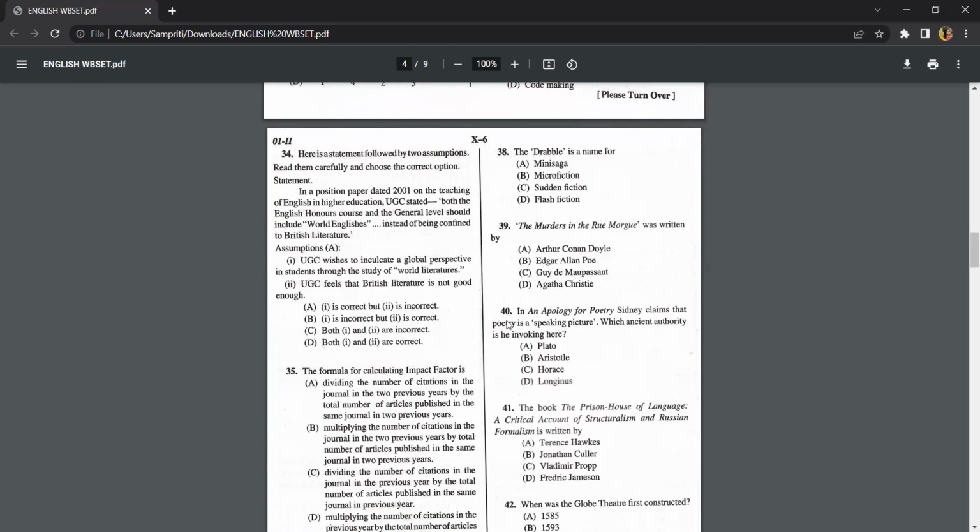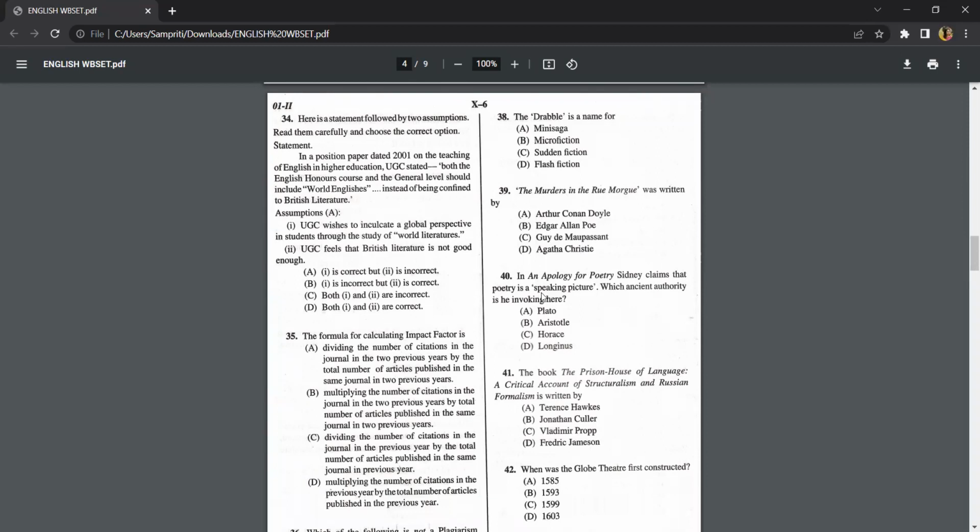Okay. 40. An Apology for Poetry. Sydney claims that poetry is a speaking picture. Ut pictura poesis. Can you remember? Ut pictura poesis. Horace's Ars Poetica. So which ancient authority is being invoked here? Horace. Option C.